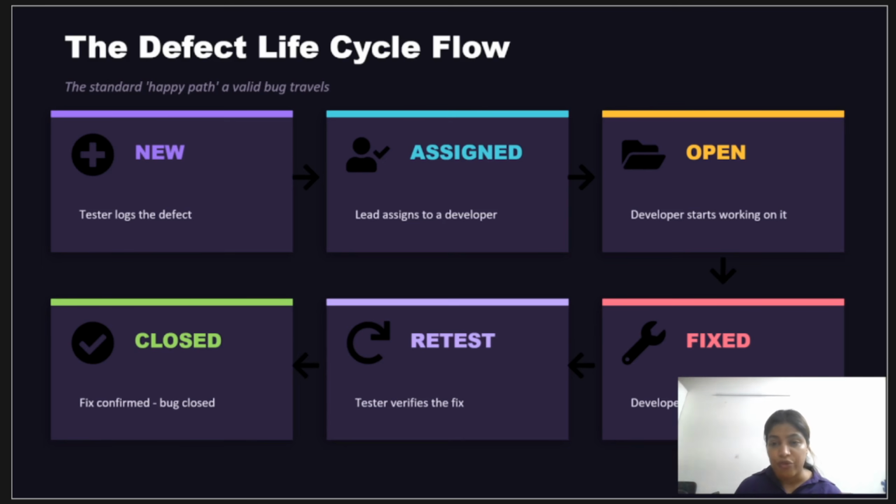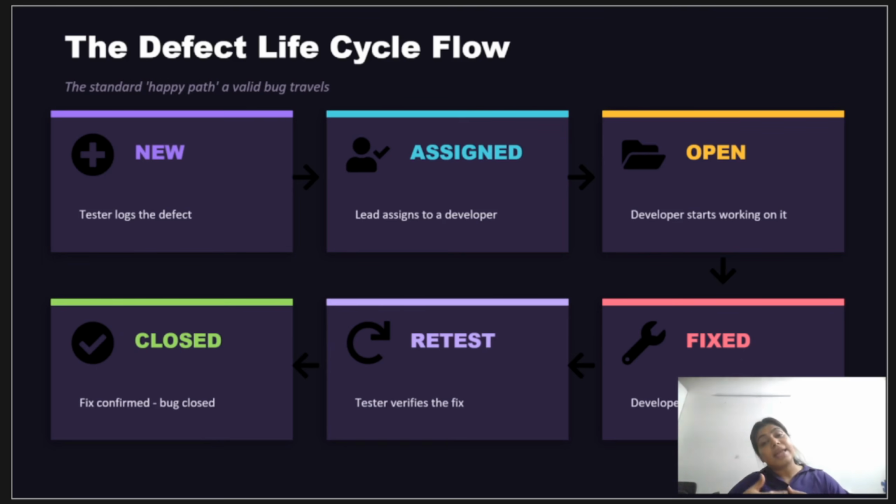Then is Fixed, where the developer makes the change and marks it fixed or resolved: done but not yet verified. Then is Retest, where the ball returns to the tester. We rerun the test to check if the fix is as expected. And then there is Closed. If the retest passes, we close the bug. Developers do not close bugs. The tester who reported it verifies that it has been fixed and then closes it. There is a separation of duties that keeps the quality honest.